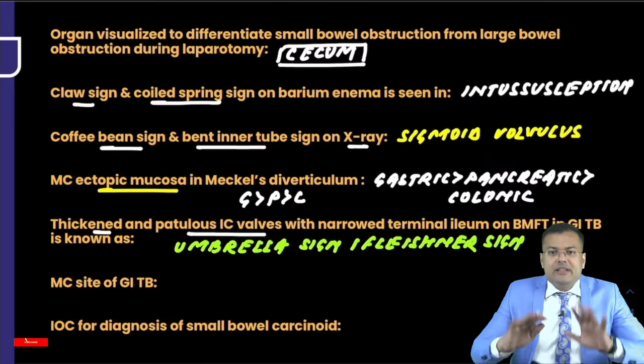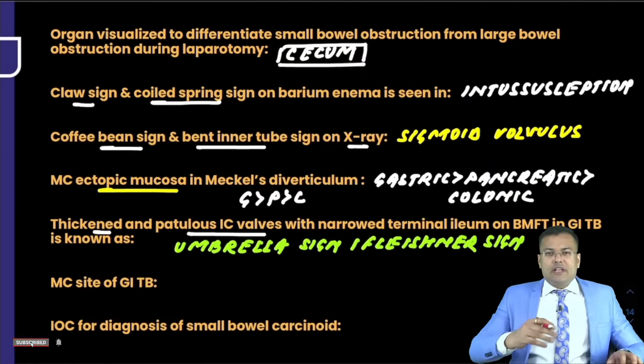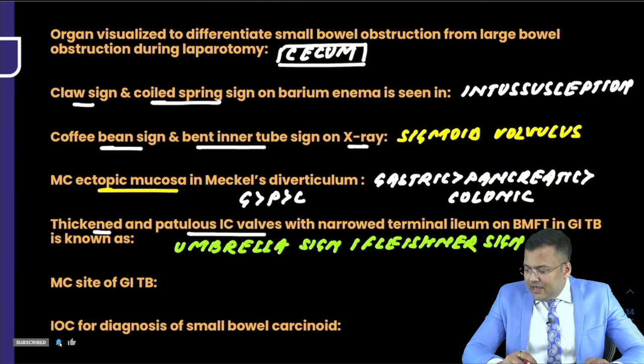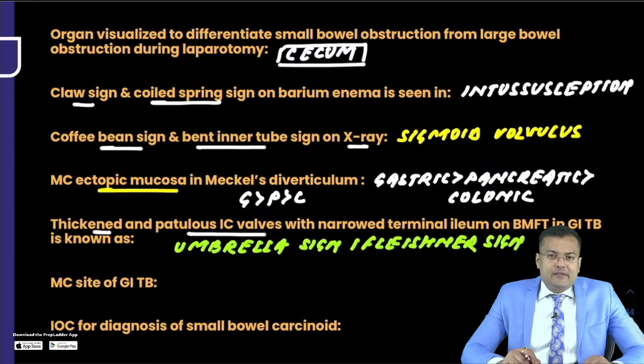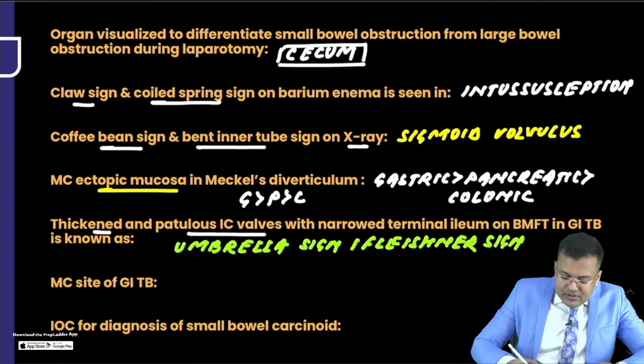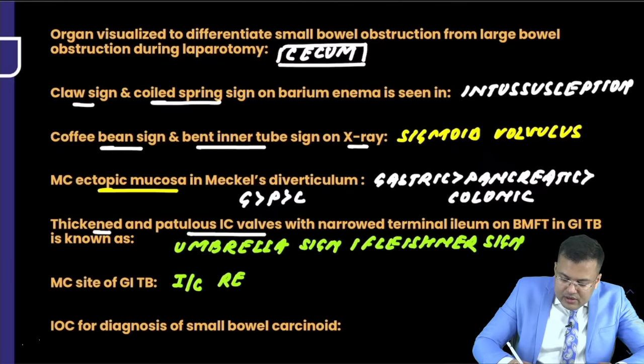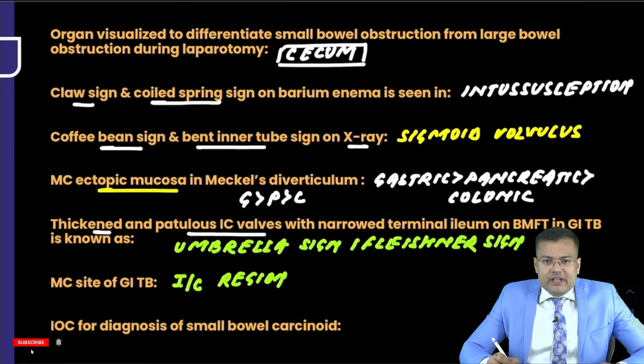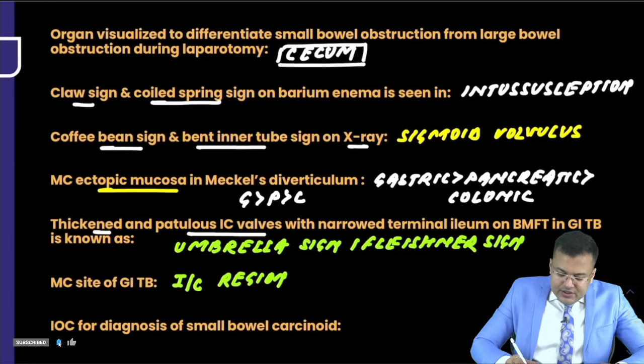Now you tell me, easiest question, what is the most common site of GI tuberculosis? Tell me, guys. Vishal Roy, first person to reply. Yes, very good. So most common site of GI tuberculosis, that is ileocecal region. Ileocecal region or IC junction. It is ileocecal region.